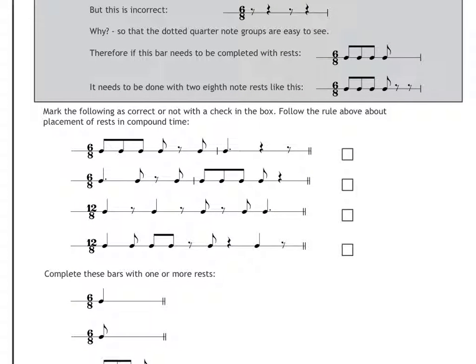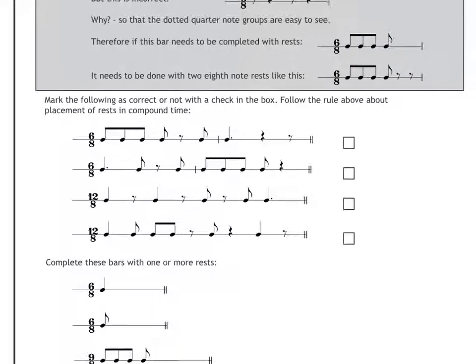First, you're going to do a little bit of investigative work for these 4 examples. You have 2 examples here in 6/8 time, or what's called compound duple, and you have 2 examples in 12/8 time, which is compound quadruple. Investigate these measures with rests and mark them as correct or not with a checkbox. All right, so check the ones that are correct, put an X in the ones that are incorrect, and follow the rule above about the placement of rests in compound time.